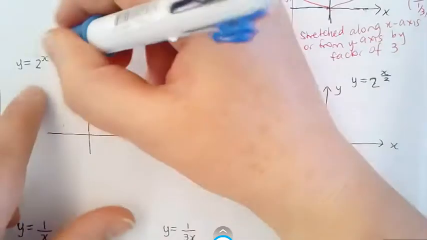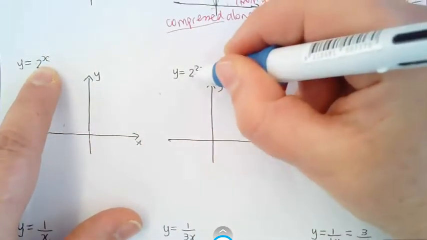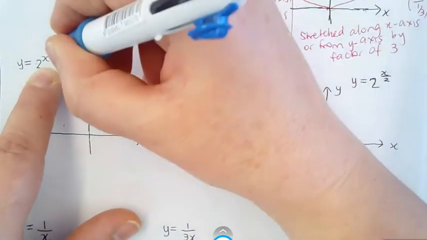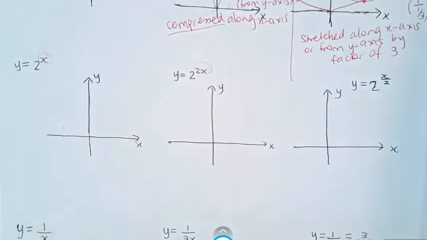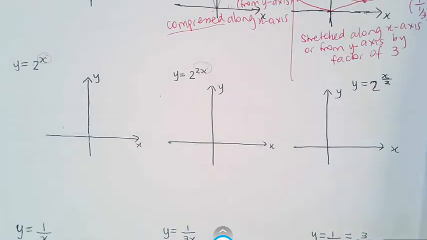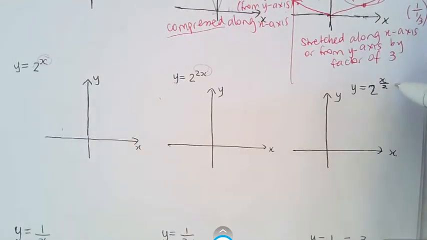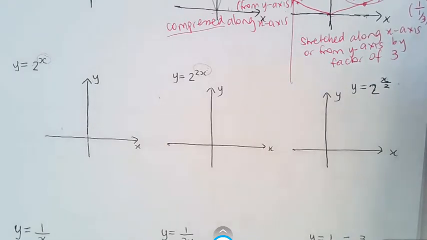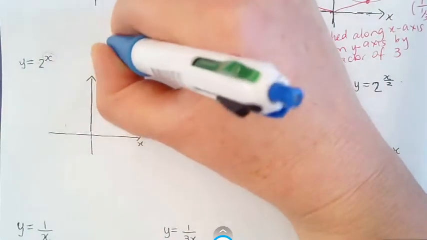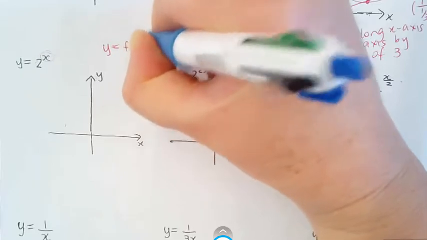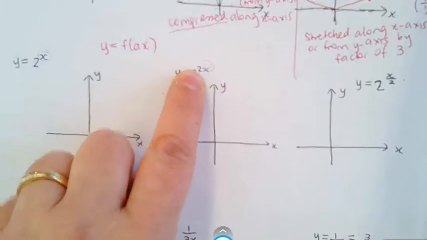See how this is 2 to the power of x and now this is 2 to the power of 2x? What's happened is the change is next to the x, not in front of the function. This is a horizontal dilation or stretch. All right, got it? What's the value of A in this one? The factor's 2, but the value of A is 1/2, because it's AX. You have to know it as y equals the function of AX.